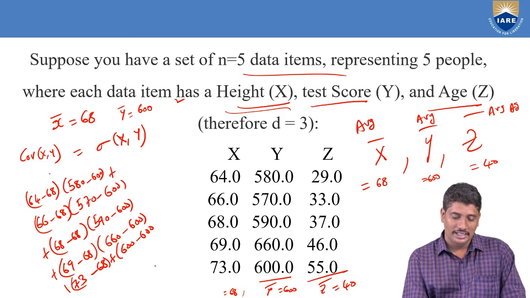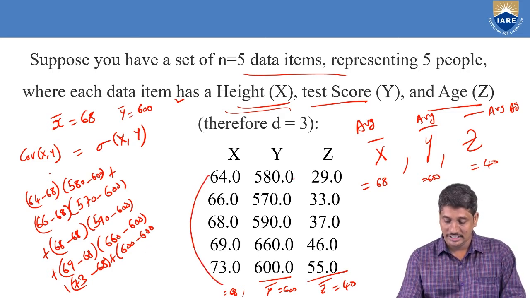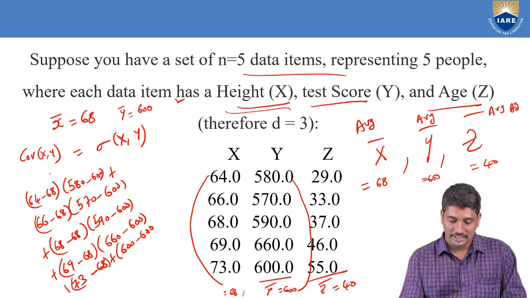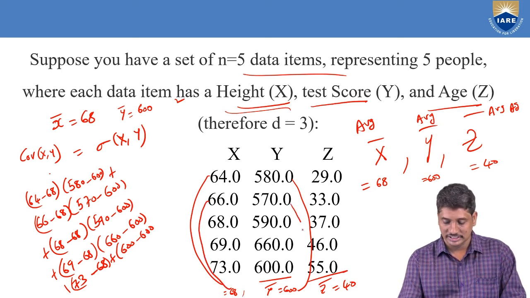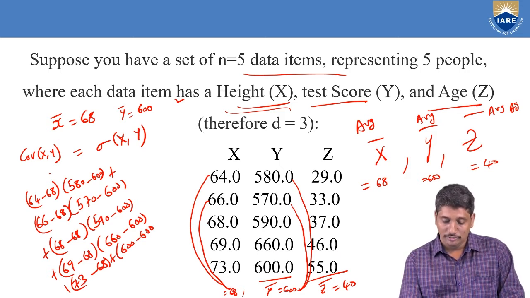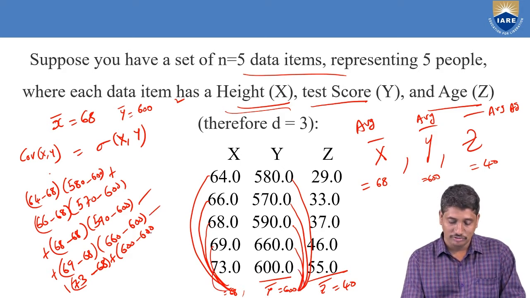In this way, we'll calculate the product. That means we subtract 64 minus 68, 580 minus 600, and we multiply both of them. We subtract 66 minus 68, 570 minus 600, and multiply both of them. We take the deviation of 68 minus 68, 590 minus 600, and multiply. 69 minus 68, 660 minus 600, we multiply. 73 minus 68, 600 minus 600, we multiply.